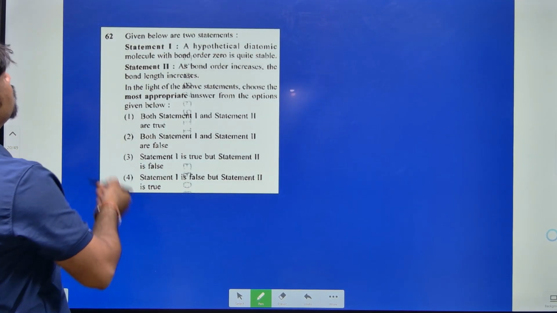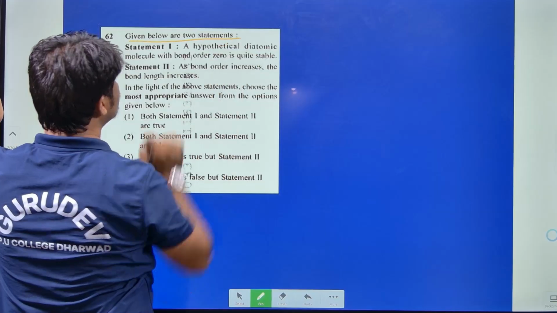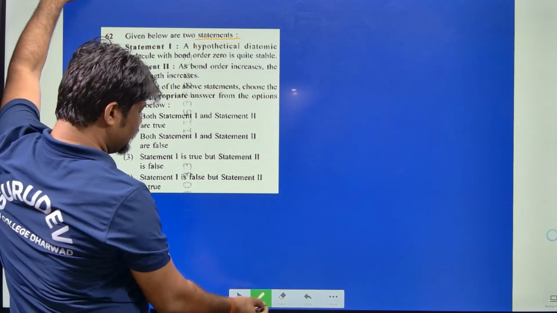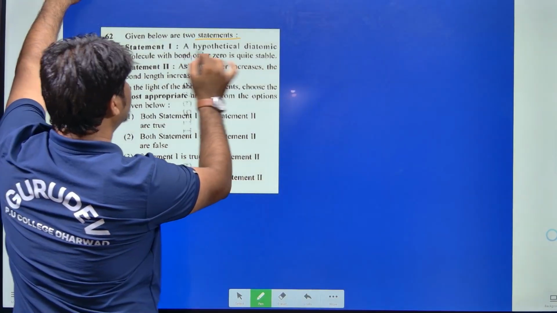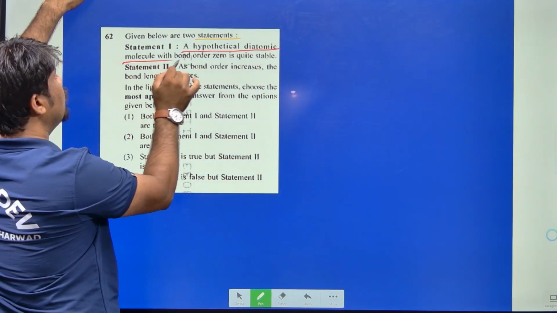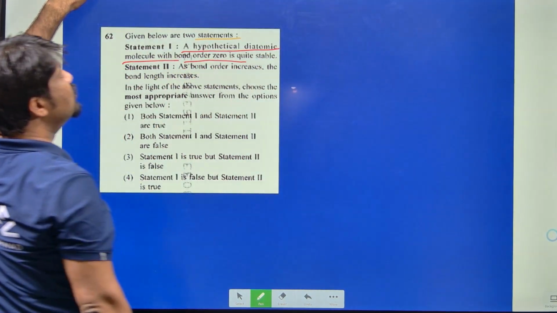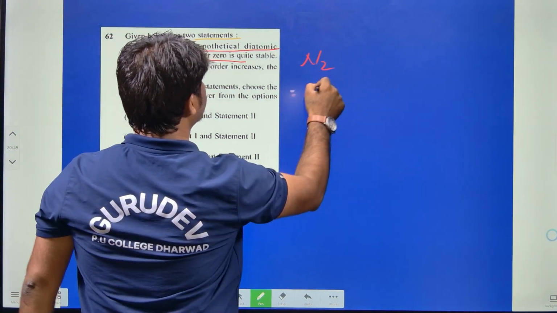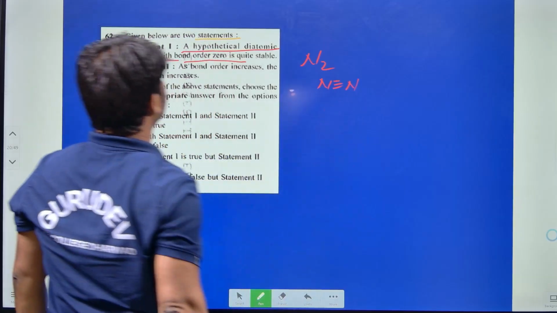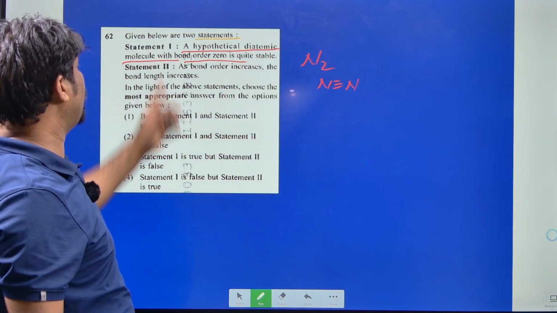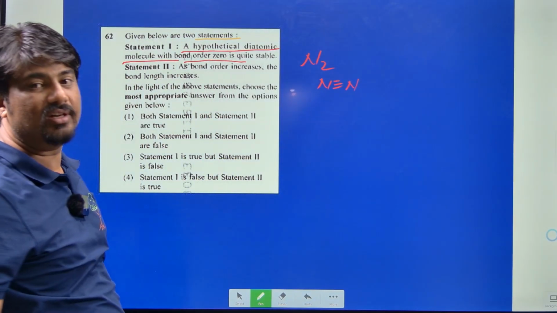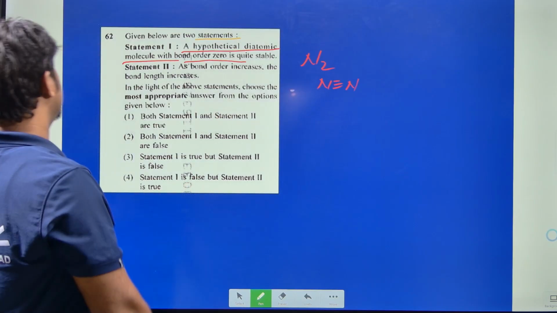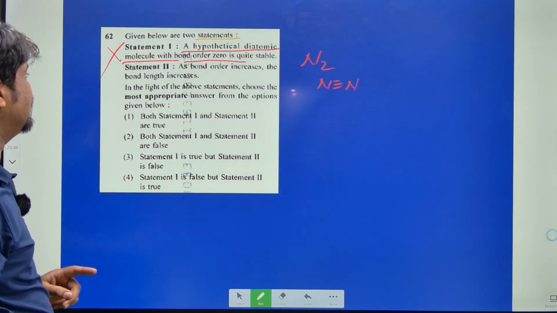Well, go to the next one, question number 62. Given below are 2 statements. Statement 1 says that a hypothetical diatomic molecule with bond order 0 is quite stable. Let us consider a diatomic molecule like N2, that is N triple bond N. This diatomic molecule with bond order 0 is quite stable. Actually it is wrong. If the bond order is 0, then the molecule will become unstable. So statement 1 is the incorrect statement.